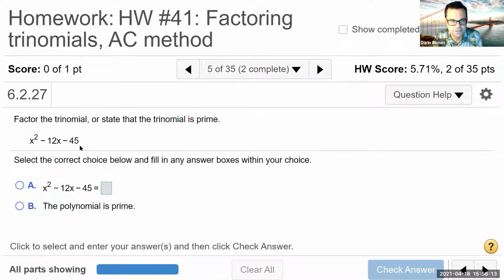Okay, so if you want to pause the video, see if you can factor this. Just take like 60 seconds.